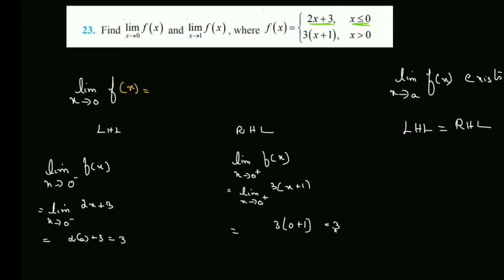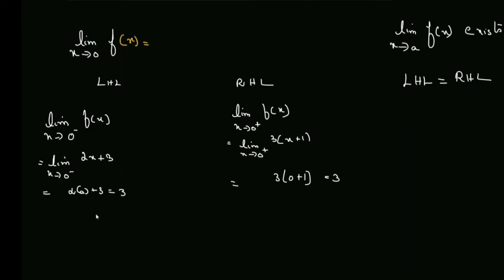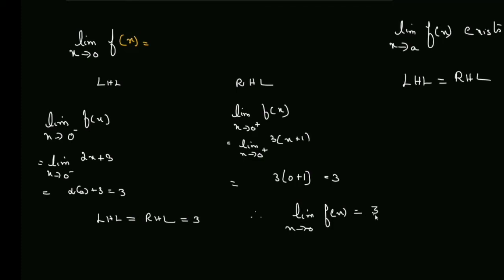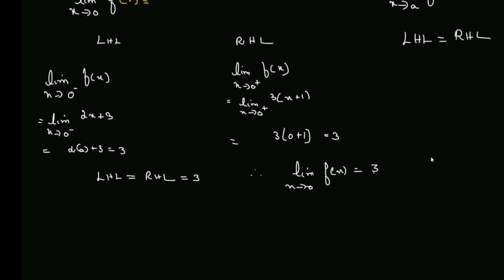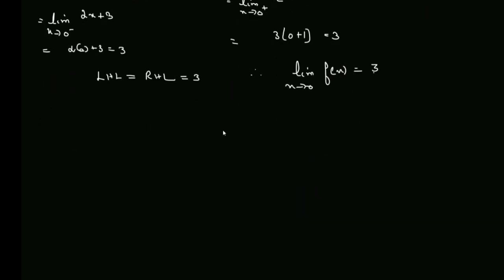So we can see here the left hand limit is equal to the right hand limit, which is equal to 3. Therefore, the limit of the function as x tends to 0 of f of x is equal to 3. You can also do it by another method, because you should know that in some textbooks they give the other way.